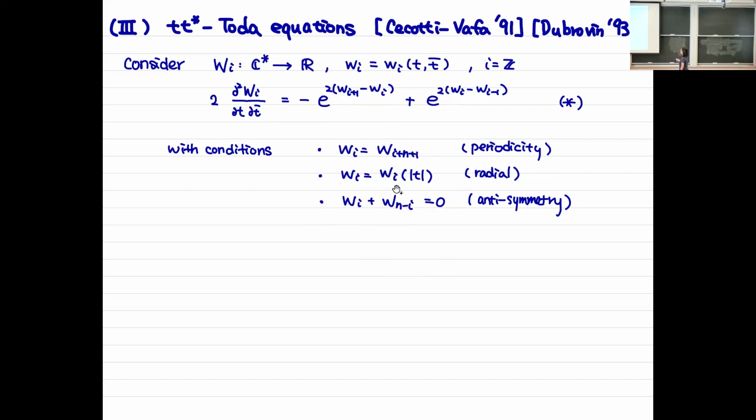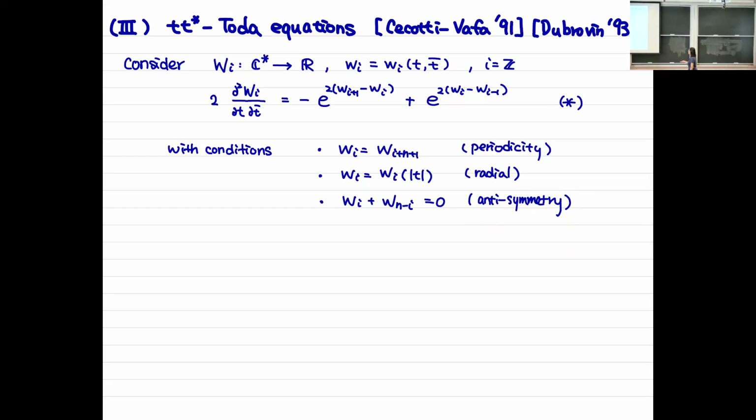So you have periodic, and it's radial, so it's only depending on the length, because this is on C. So it's only depending on the length to 0, not the angle. Okay. And it's anti-symmetric, so W_i plus W_{n-i} equals 0. Yes? Sorry, all these conditions together? Yes, yes, yes. So you consider the Toda equation, and then you impose all those conditions. And then that gives you the TT star Toda equation.